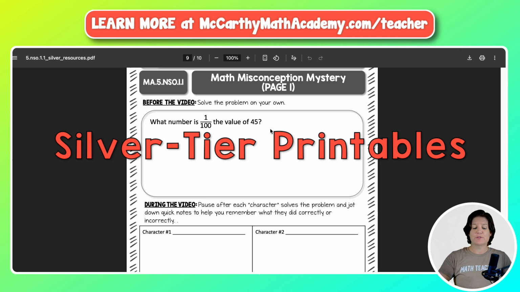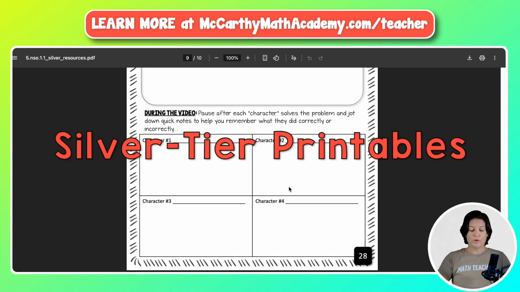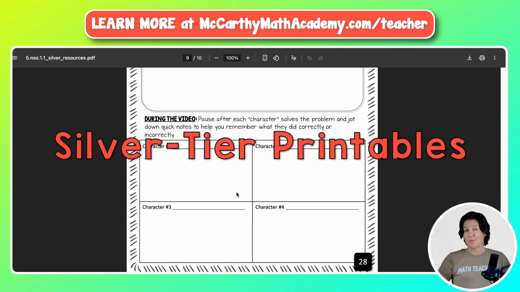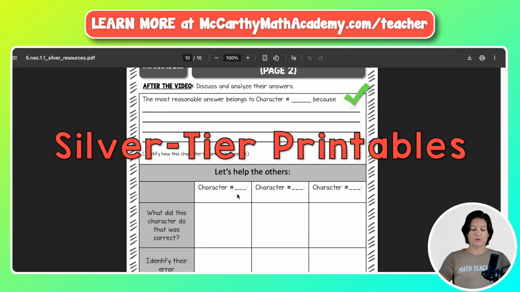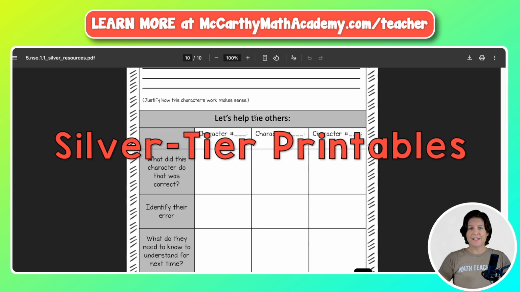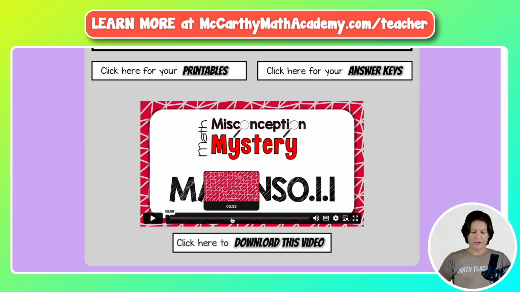So for math misconception mystery, first students will solve a problem on their own, and then they will watch as 4 characters that are really just me dressed up in silly costumes. These 4 characters are going to solve this same problem. 3 of those characters will make a mistake, and only one of them solves it correctly. So then students will have the opportunity to fill out this detective report, or you can just turn it into a class discussion. This is great, great, great for friendly classroom debating and error analysis. So let's take a look at that video, a little peek into it.